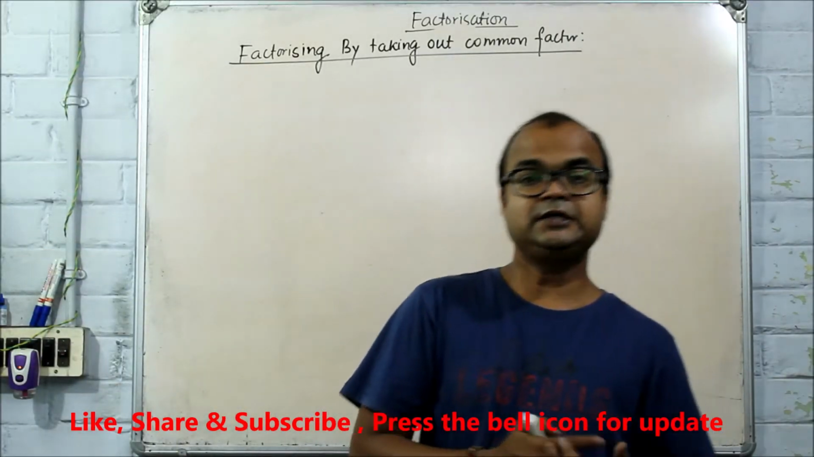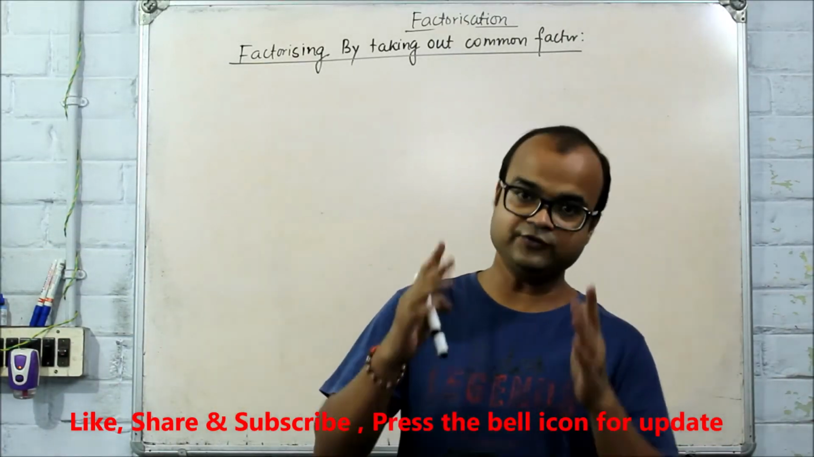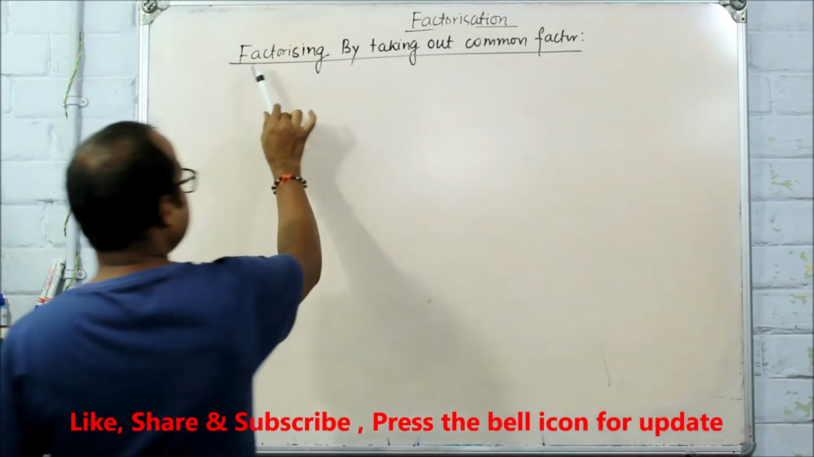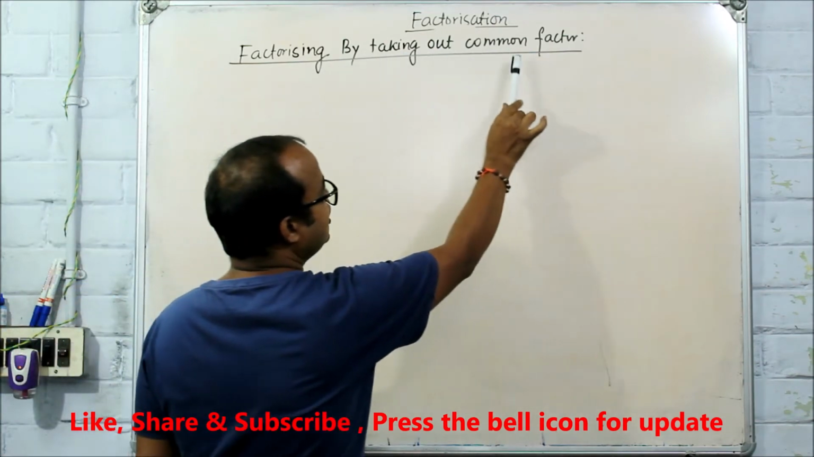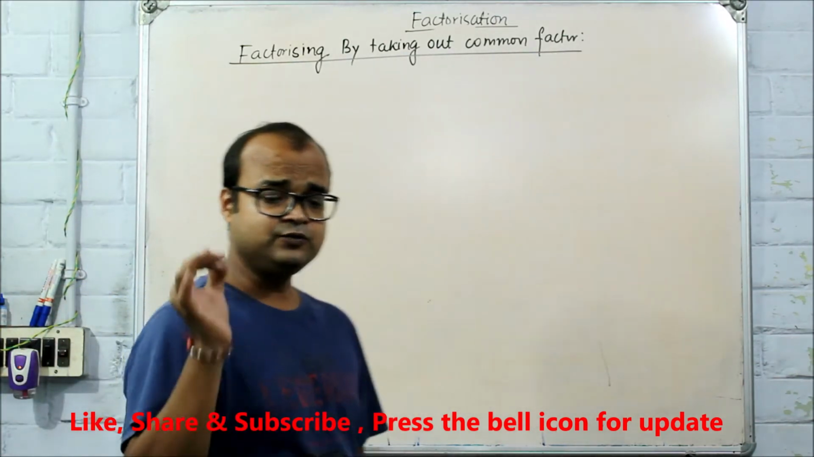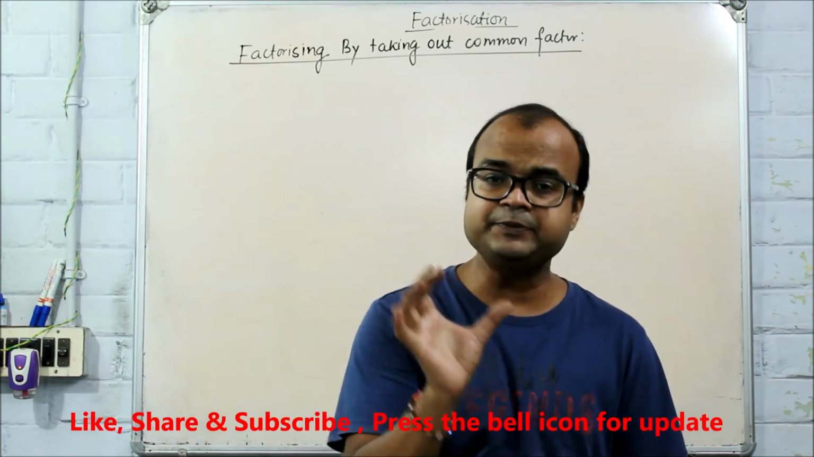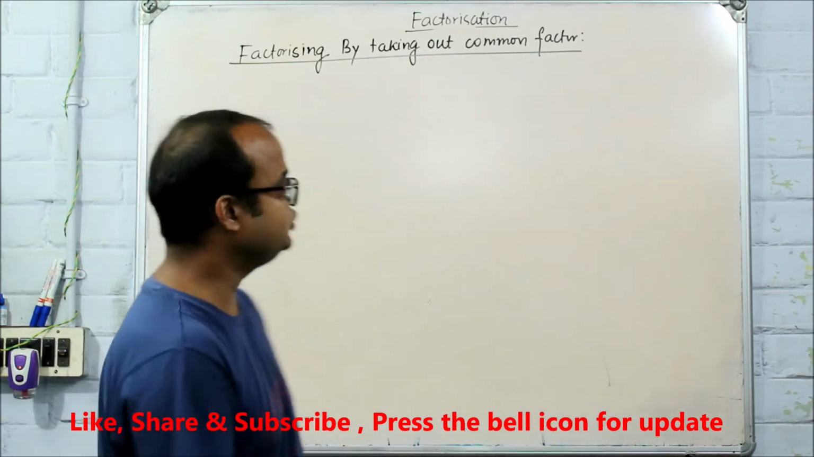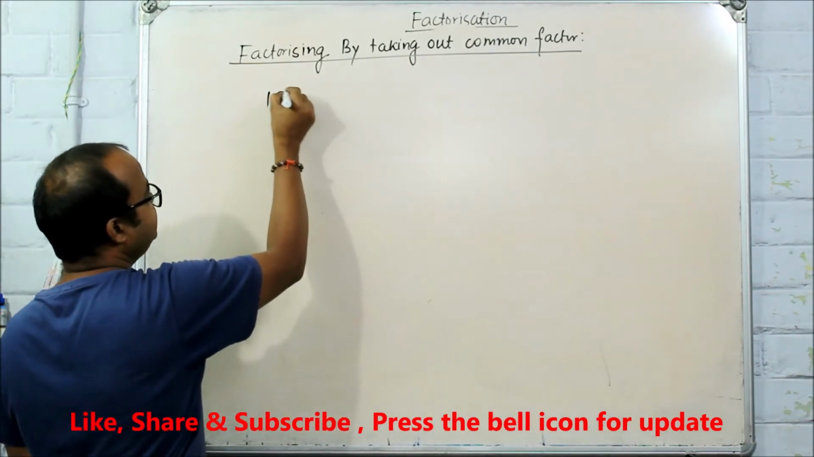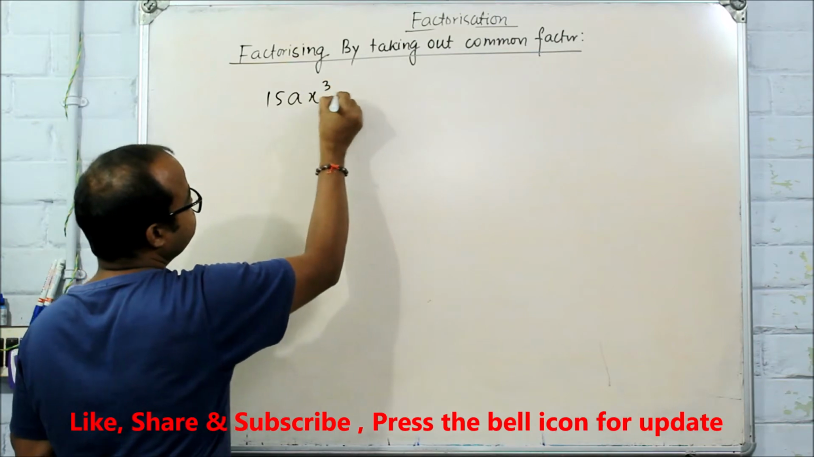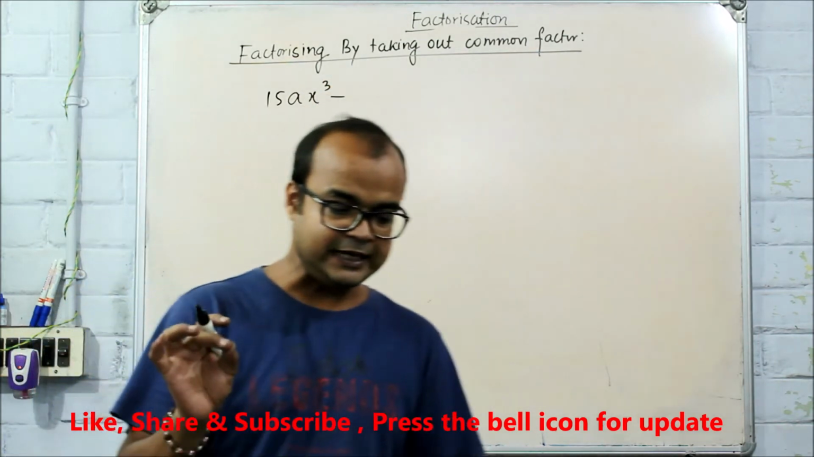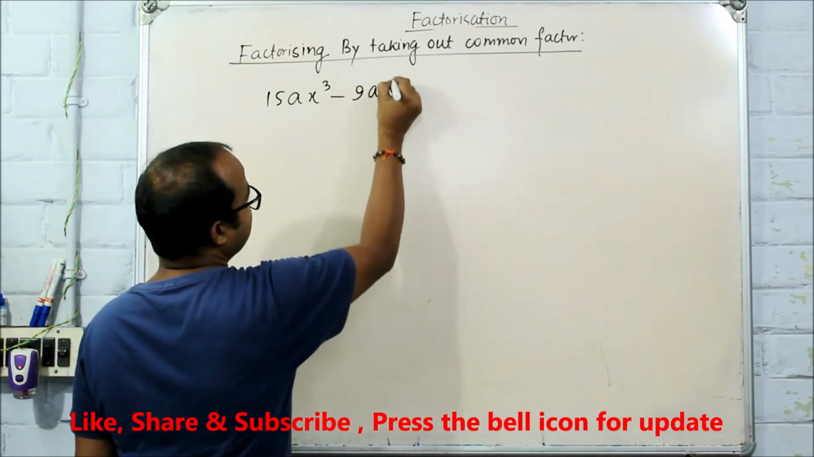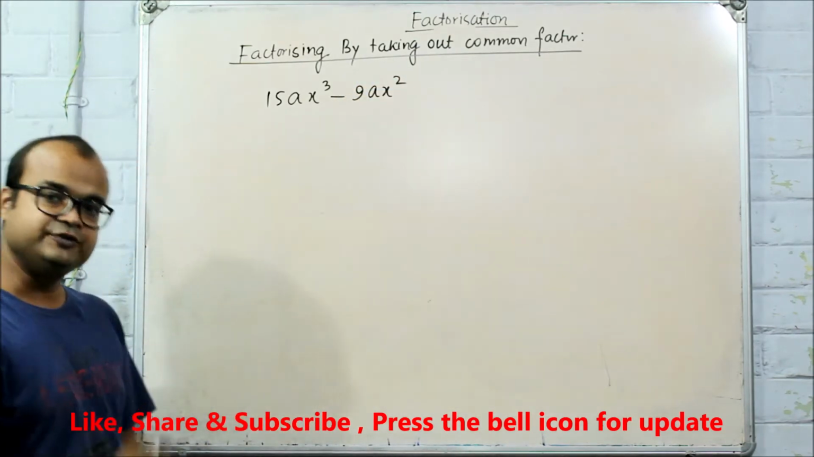Now, I'm going to start with the first process. The first process is factorizing by taking out common factors. For example, an algebraic expression is given to you. Suppose I am taking 15ax cube minus 9ax square. Now this is a polynomial.